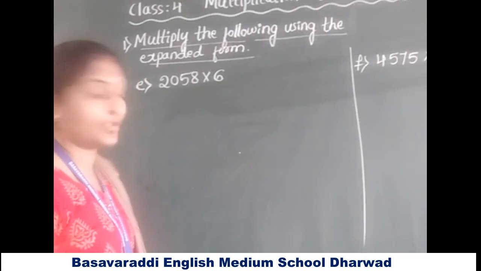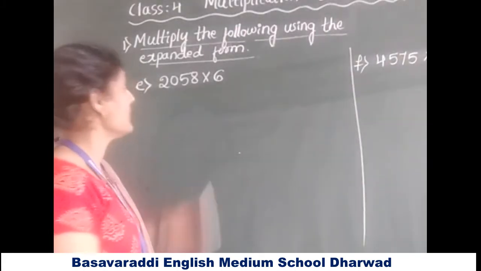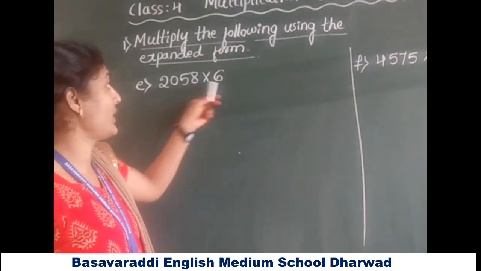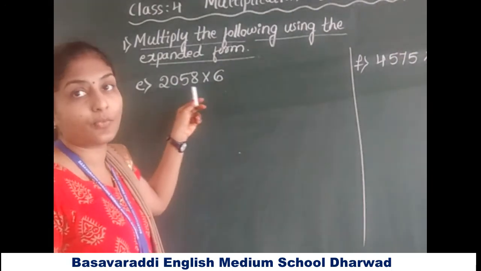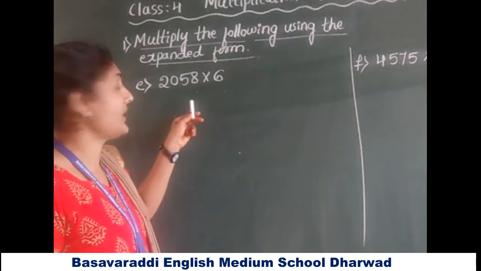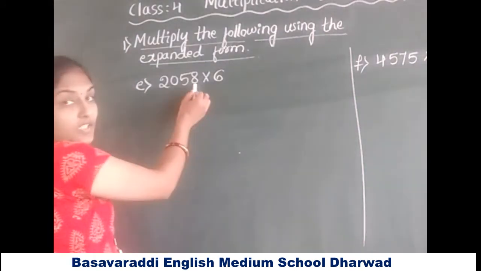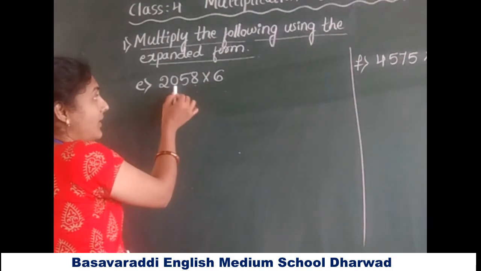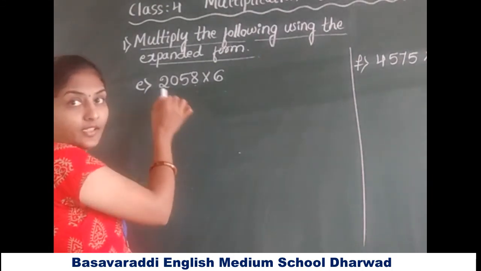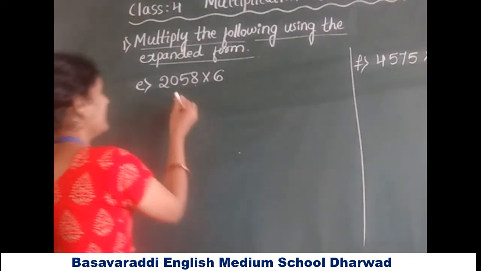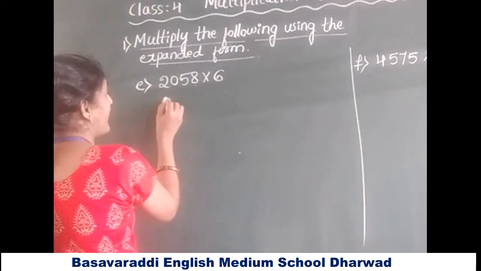Yes, what is the C question? The C question is 2058 into 6. First we have to do the 2058. Write that one in the expanded form. Yes, the ones, tens, 100 and 1000. So write each digit in the respective places there.